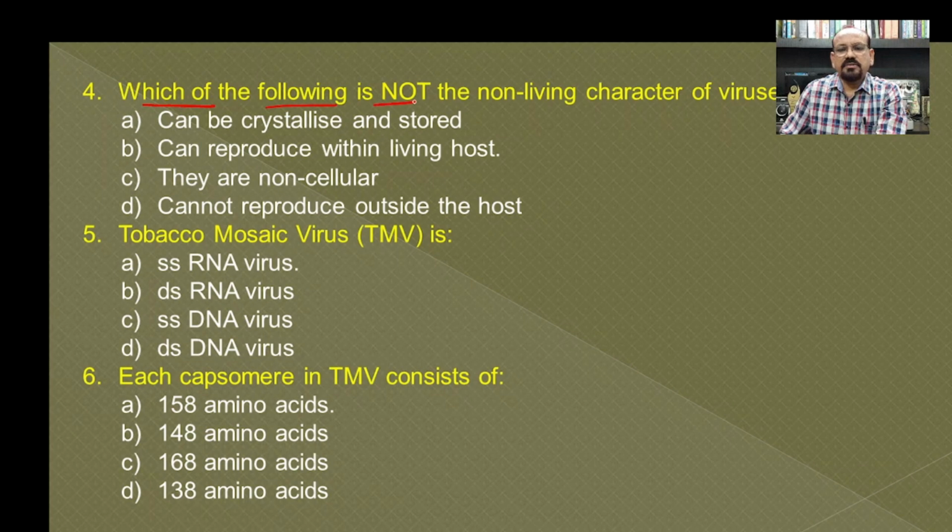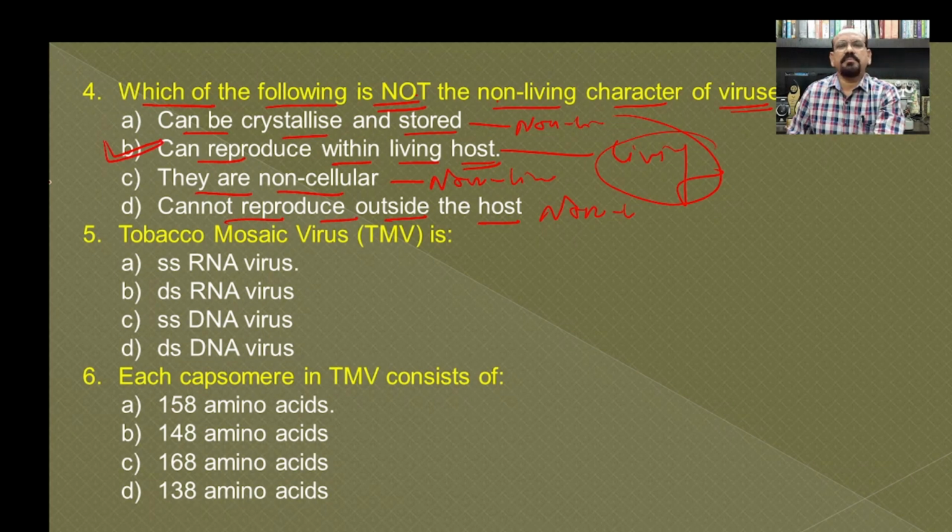Then which of the following is not the non-living character of viruses? Not the non-living character. So first one, can be crystallized and stored, is a non-living character. Can reproduce within host tissue is the living character. They are non-cellular, and this is a characteristic feature of non-livingness. Then cannot reproduce outside the host, again it is a non-living character. So not non-living, so it means that it is living, and hence the answer will be B.